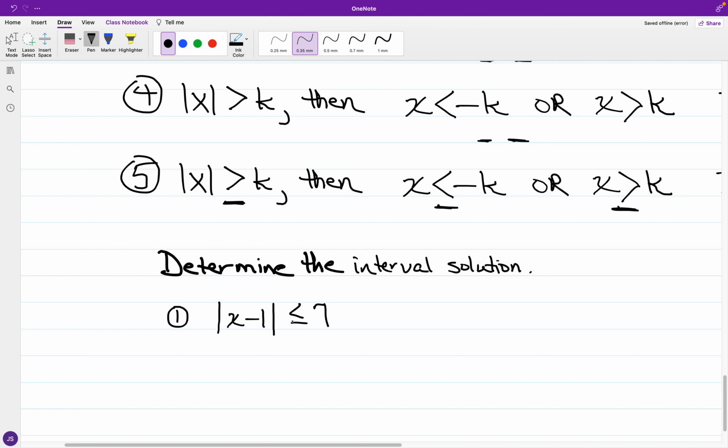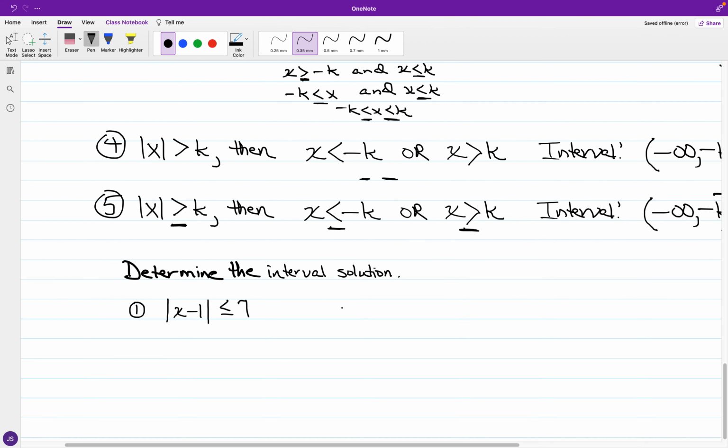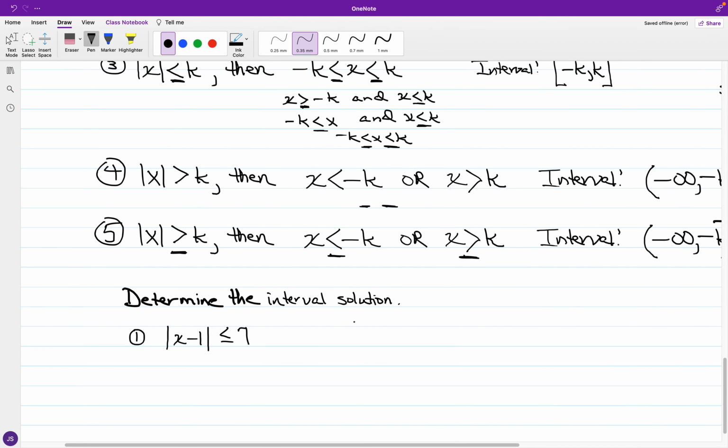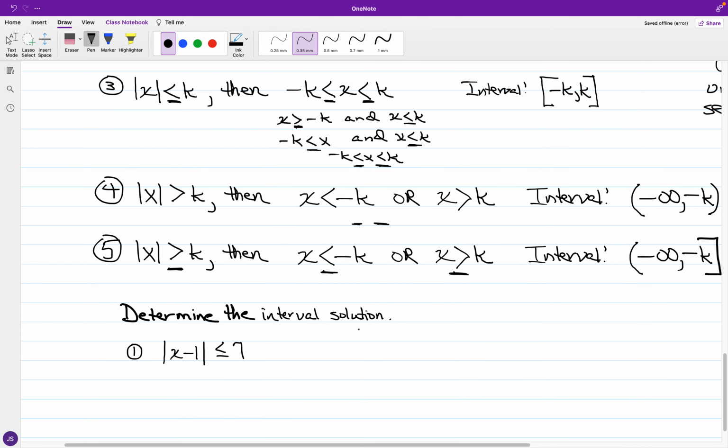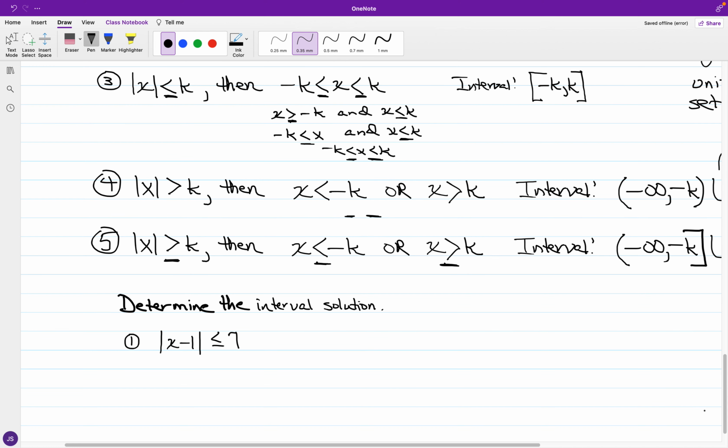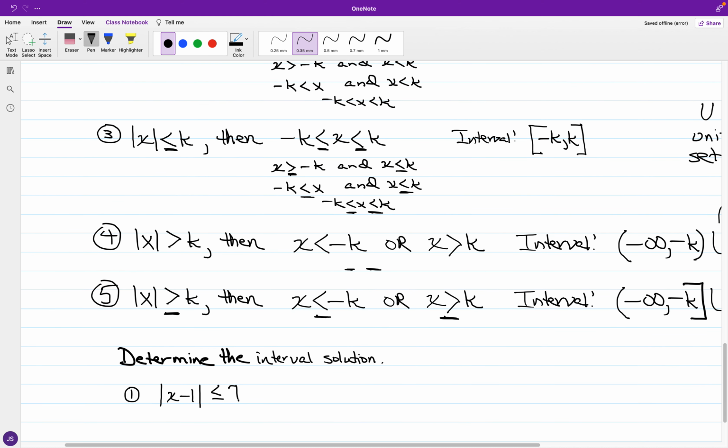Okay, so 7 is going to be the k value, and it's non-negative, and the absolute value of x is represented by the absolute value of x minus 1. So in terms of which of the 5 cases we're dealing with, you have that which represents the absolute value of x is less than or equal to that which represents k. So this looks as if this is going to be summoning the third case here.